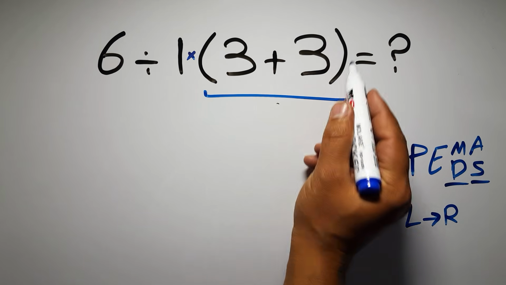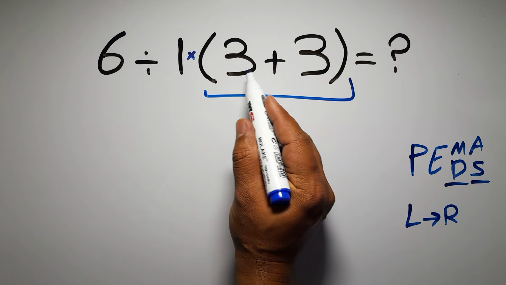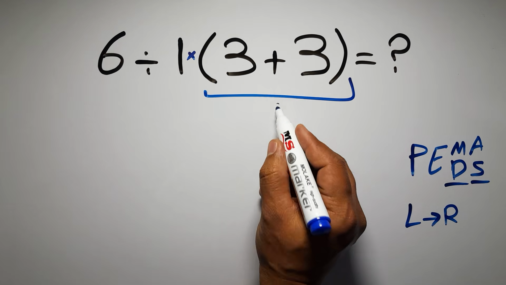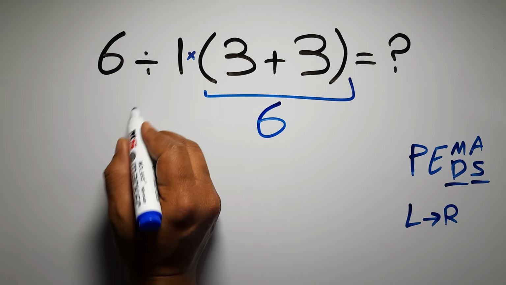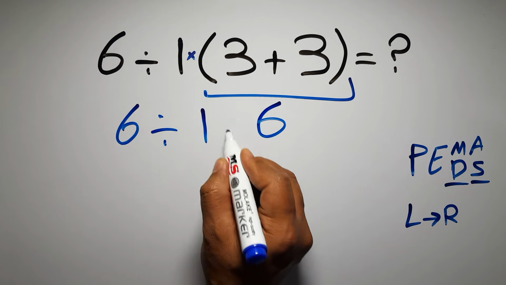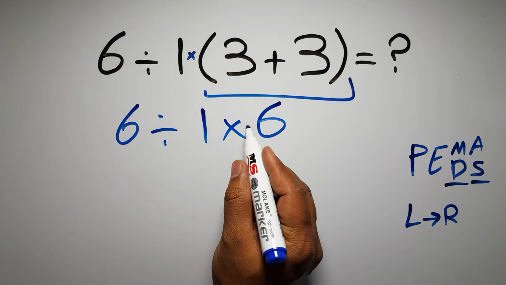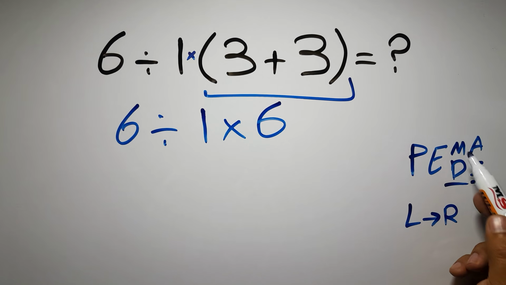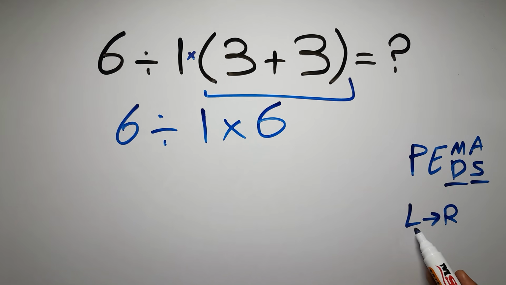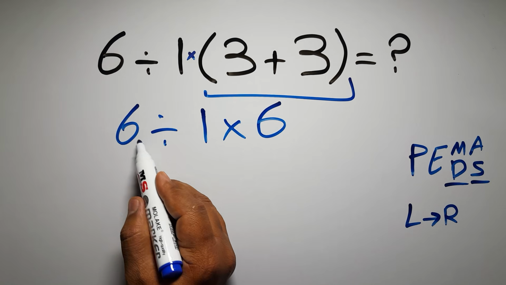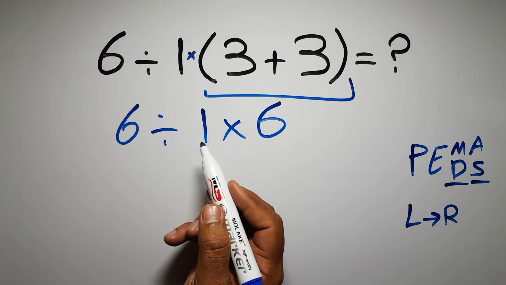So first this parenthesis. Inside this parenthesis, we have 3 plus 3, which gives us 6. So we have 6 divided by 1 times 6. Now we have one division and one multiplication. As I said, multiplication and division have equal priority and we have to work from left to right. So here first we have to do this division, then this multiplication.